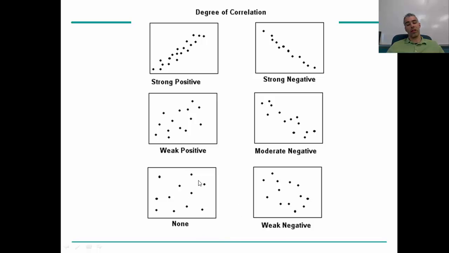So this would be very close to 0. This would be slightly negative. This would be slightly positive. This would be a little bit more negative. This would be almost close to +1. This would be almost close to -1.